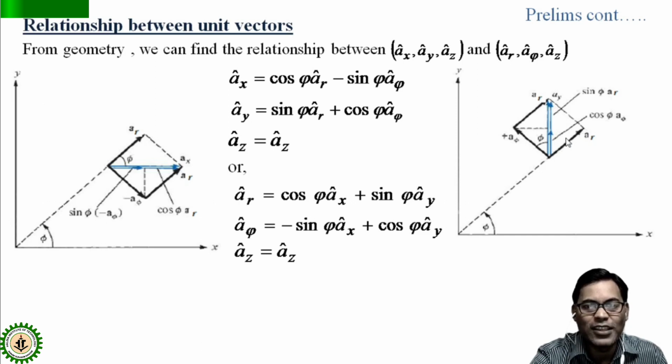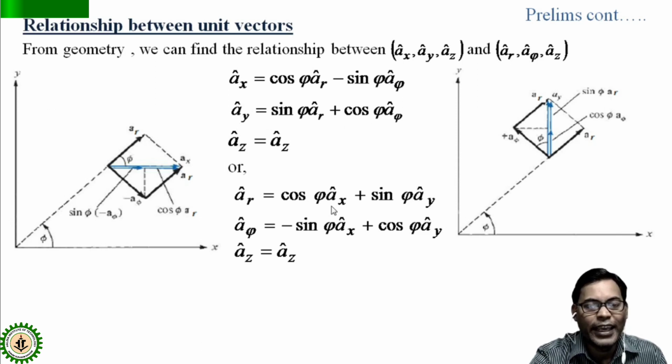So if we add these two components along AY, we will get AY equals sin phi AR plus cos phi Aφ. And again, the Z component is not present here, so AZ will be equal to AZ. Similarly, from this expression, we know that if AR, Aφ and AZ are known, then we can find out Ax, Ay, Az.